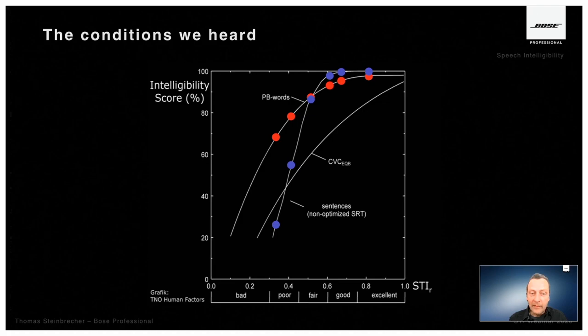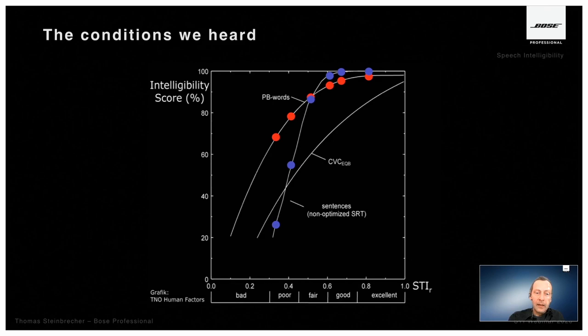And after that, the sentence intelligibility doesn't increase any further. And the main reason is you can get the meaning of a sentence also if you have only understood parts of the sentence, right? Because you can kind of think about what the rest must have been, right?